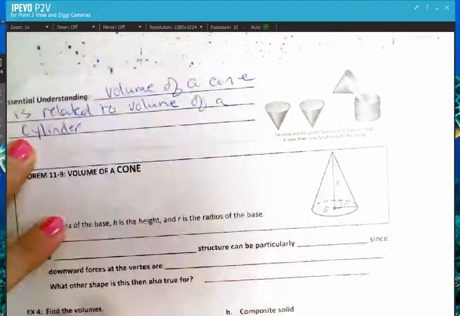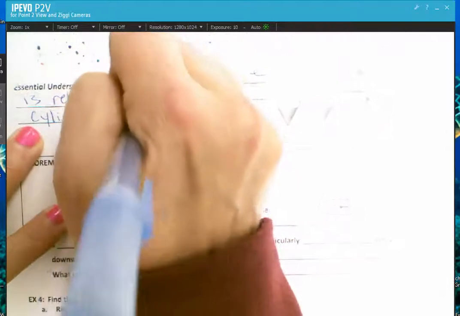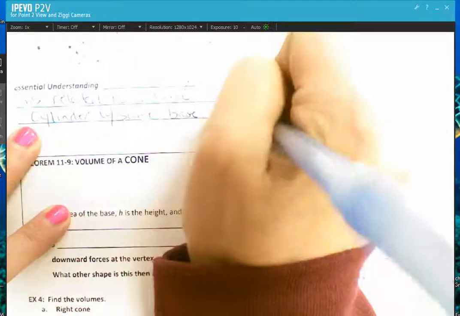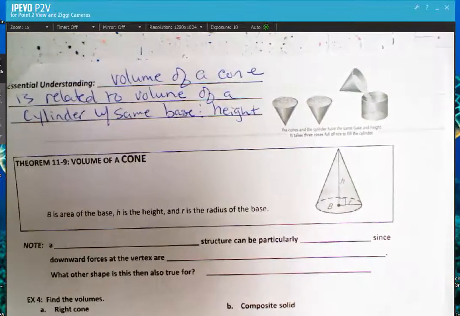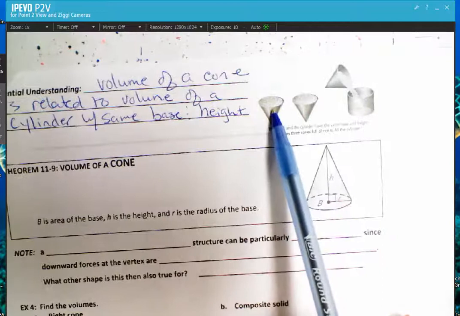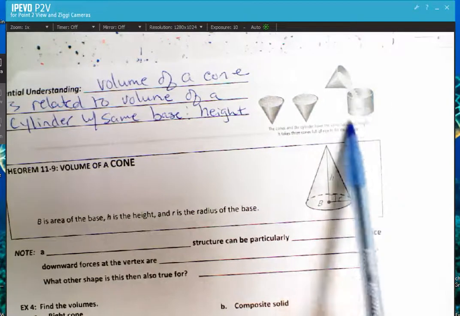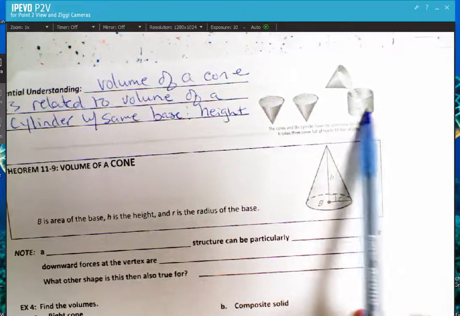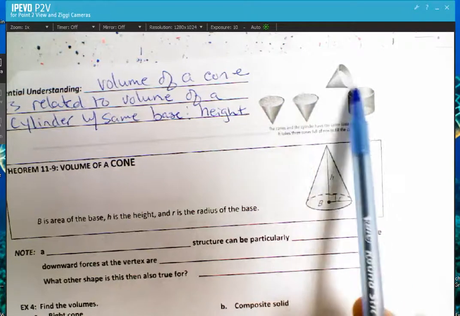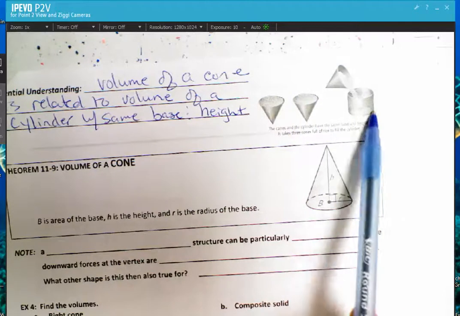Makes sense because both of them have a base that is circular with the same base and height. This is true for our pyramids and our cubes as well. So what we have is one cone plus another cone plus another cone will fill up this cylinder that has the same base area and the same height. So 3 of them go into this cylinder. So the cone must be 1/3 of the cylinder.